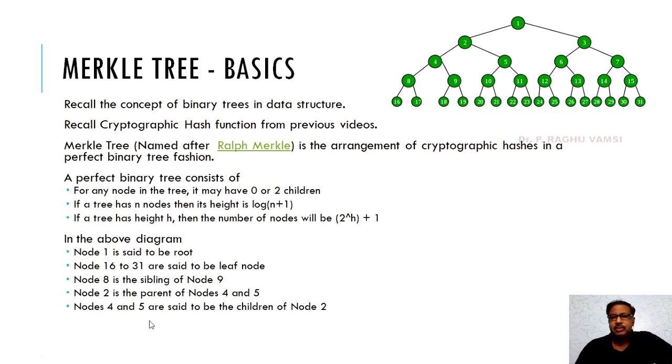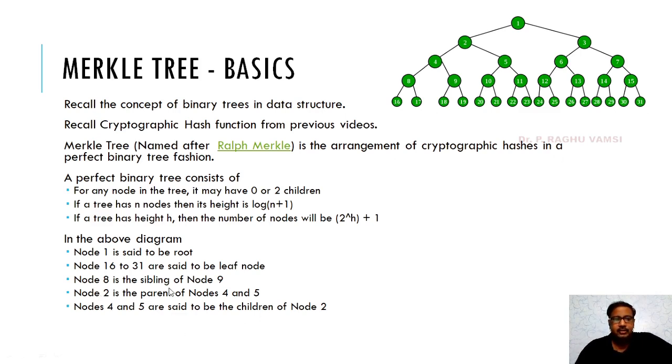Some terminologies that we are supposed to know before moving on to the deeper technical aspect of the Merkle tree. In this particular diagram, node 1 is said to be the root node. Nodes 16 to 31 are said to be the leaf nodes. Leaf nodes are the nodes that don't have children. Such nodes are said to be the leaf nodes.